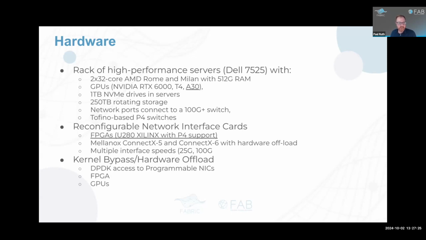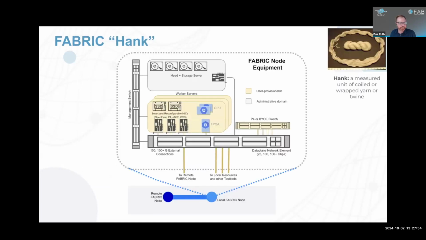We have lots of Mellanox cards, ConnectX 5s and ConnectX 6s. They all have hardware offload. People do P4 with DPDK and they can program the NICs, and you get full access to the NICs. It's pretty good. Multiple interface speeds. If you don't want 100 gigabits per second, we also have 25, but those are our slow ones. So if that's too fast for you, then you'll have to do something to artificially slow it down. Lots of kernel bypass and hardware offloading using DPDK, FPGAs, GPUs, this kind of stuff. That's what we're looking at.